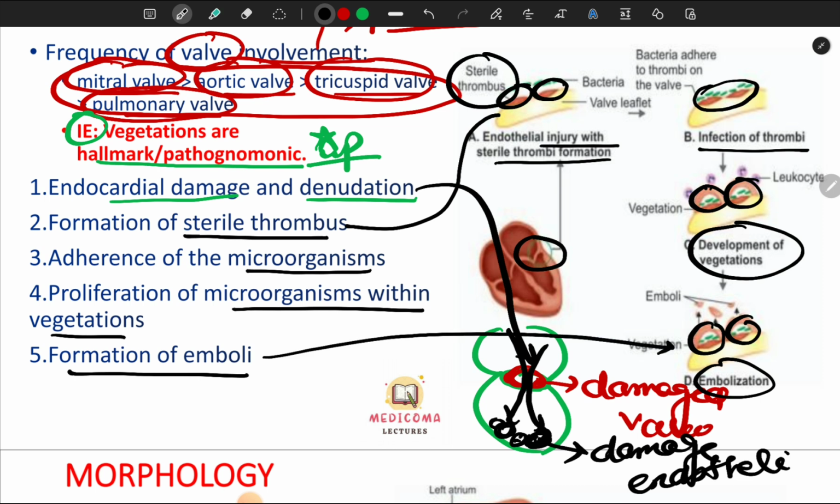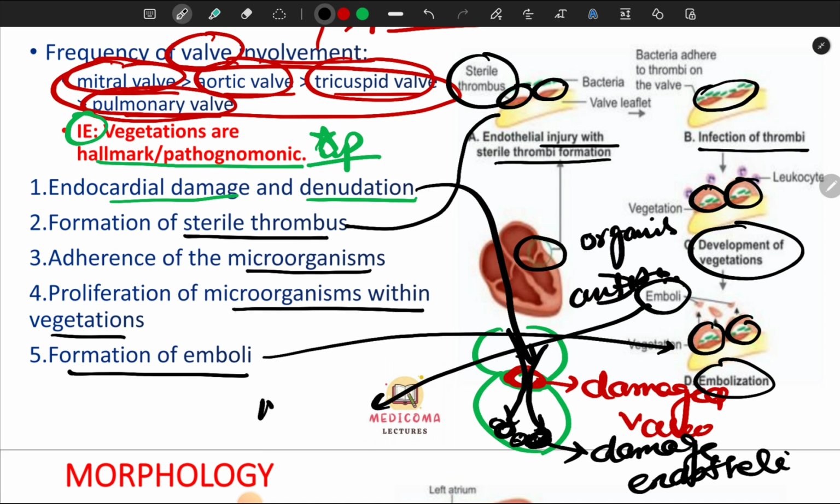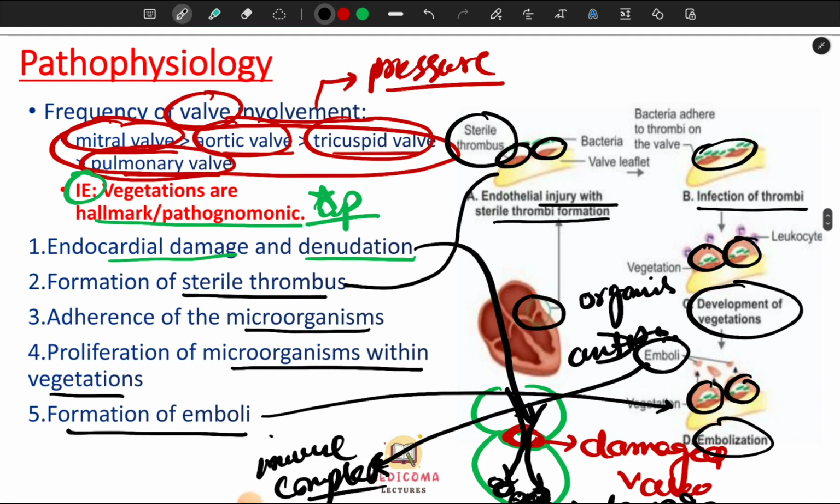The vegetation may get detached and form infective emboli, which can cause spread of the infection to the visceral organs and the brain. This embolus is a combination of organisms and antibody, meaning it's an immune complex, which can deposit in and infect other body organs.